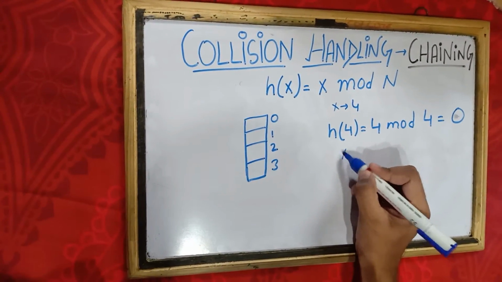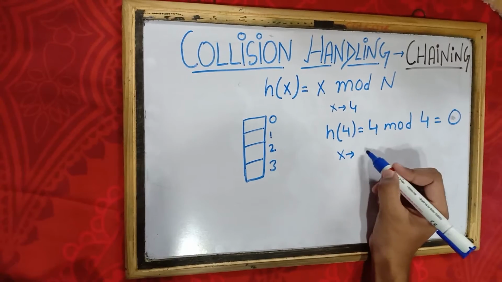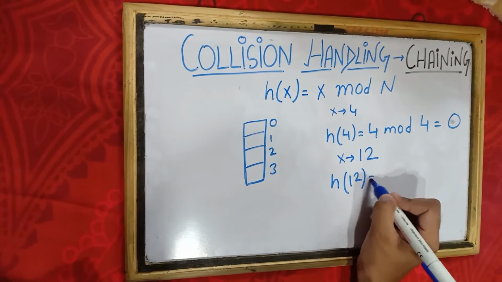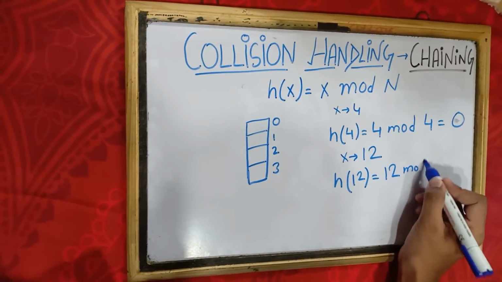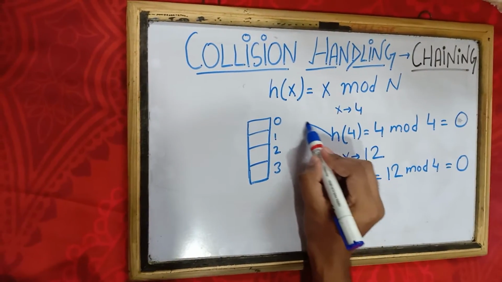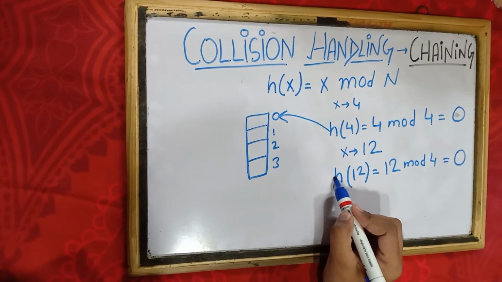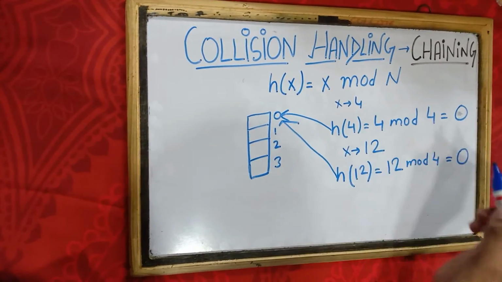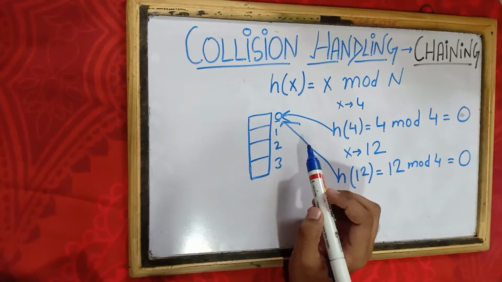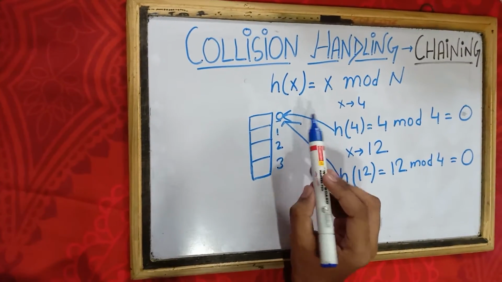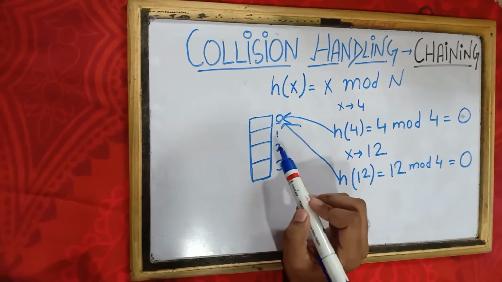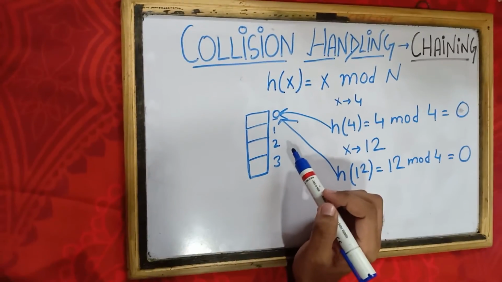Let's say the second key to be inserted is 12, so h(12) becomes 12 mod 4, which is again equal to 0. So h(4) as well as h(12) both want to be placed at index 0, but we know that this is not possible. We can only have one key placed at a particular index. So what to do in this case?